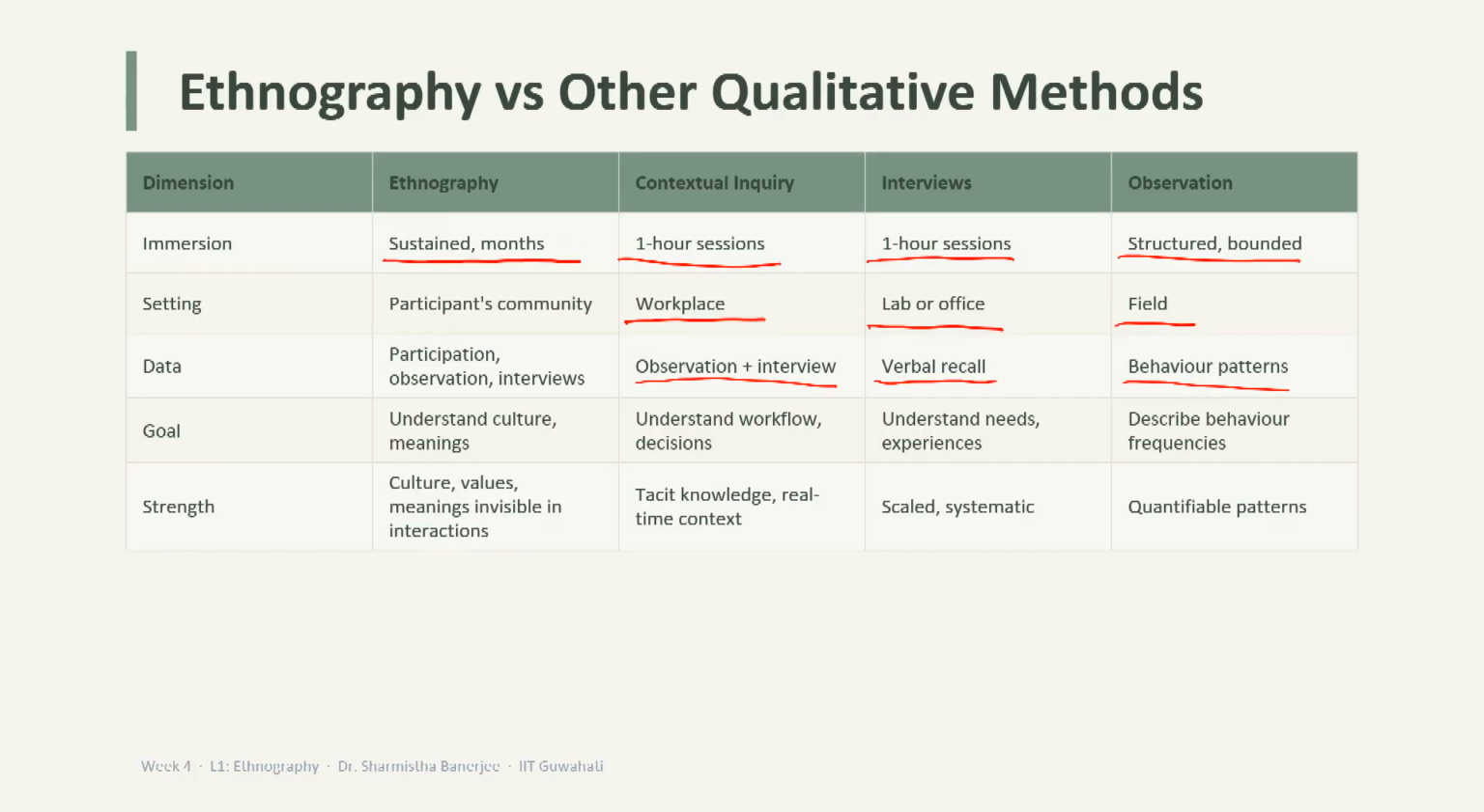Contextual inquiry again helps in capturing tacit knowledge. It also helps in capturing real-time context. Interviews are scalable, so they can happen in a short time. You can get a lot of information, and they are a systematic process of gathering information. Observation, again, gives quantifiable patterns.